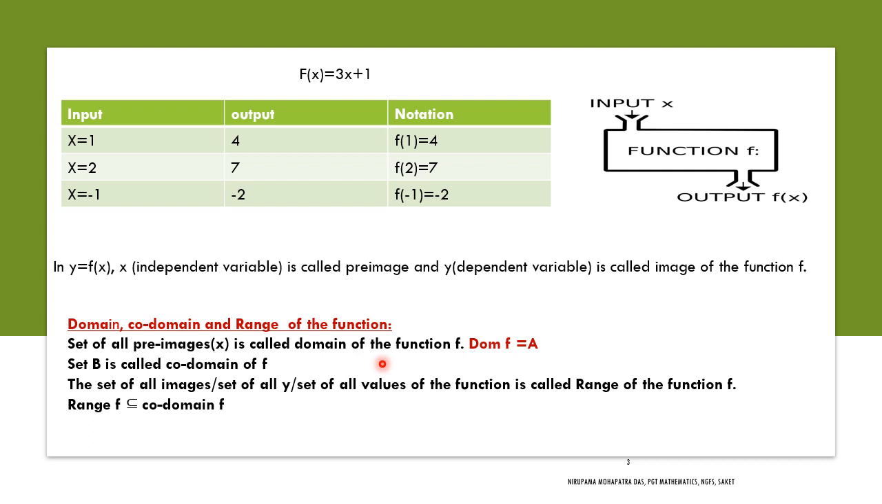So whole A has to be taken in order to make relation f from A to B as a function. So domain of f is basically the whole set A, and here set B is called codomain of f.